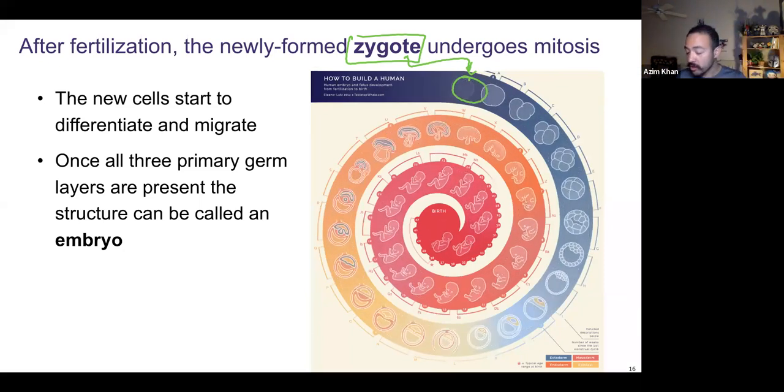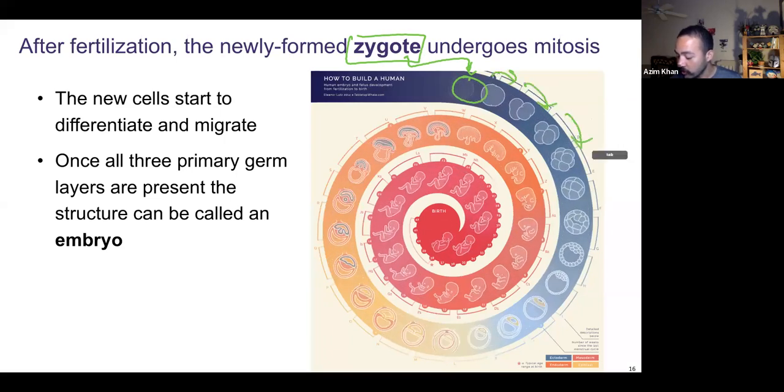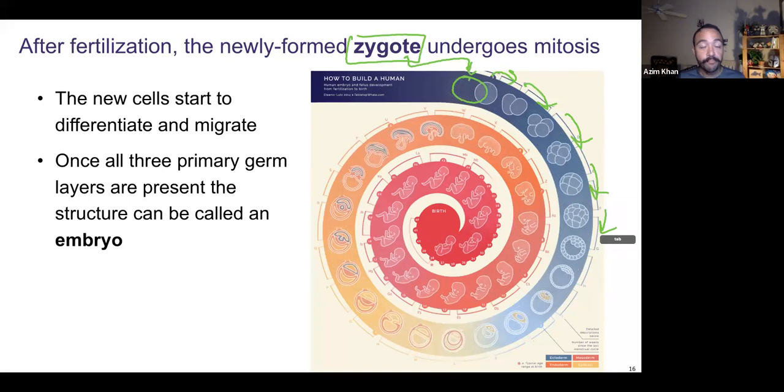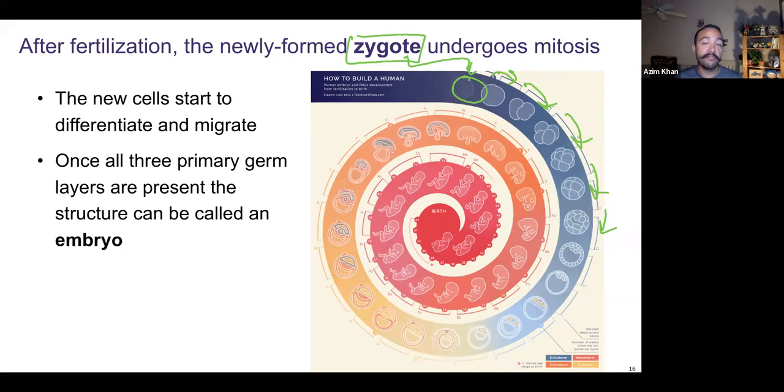That single zygote undergoes mitosis over and over and over again. So you need more and more cells to make a full human being.